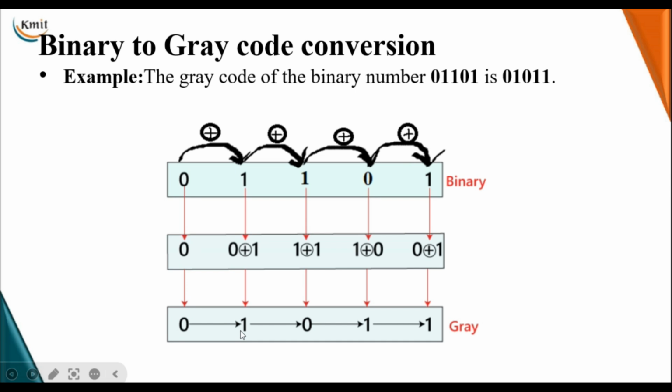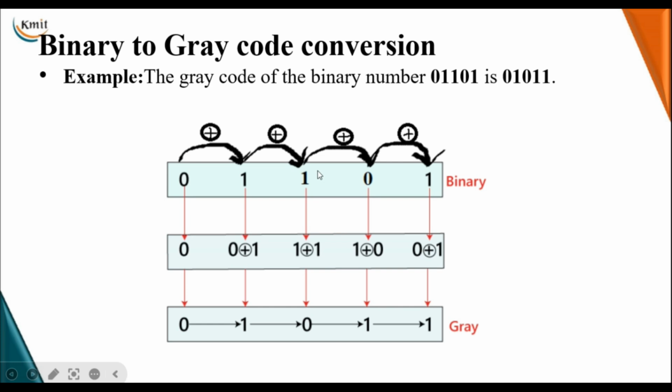Next, to obtain the second bit of the gray code number, I need to perform the exclusive OR operation between the most significant bit and the second bit. So 0 exclusive OR 1. These two are different logical values, hence we obtain a logical 1. Next, to obtain the third bit, we perform the exclusive OR operation between the second bit and third bit. Here both are the same quantities, logical ones, hence we obtain a logical 0.